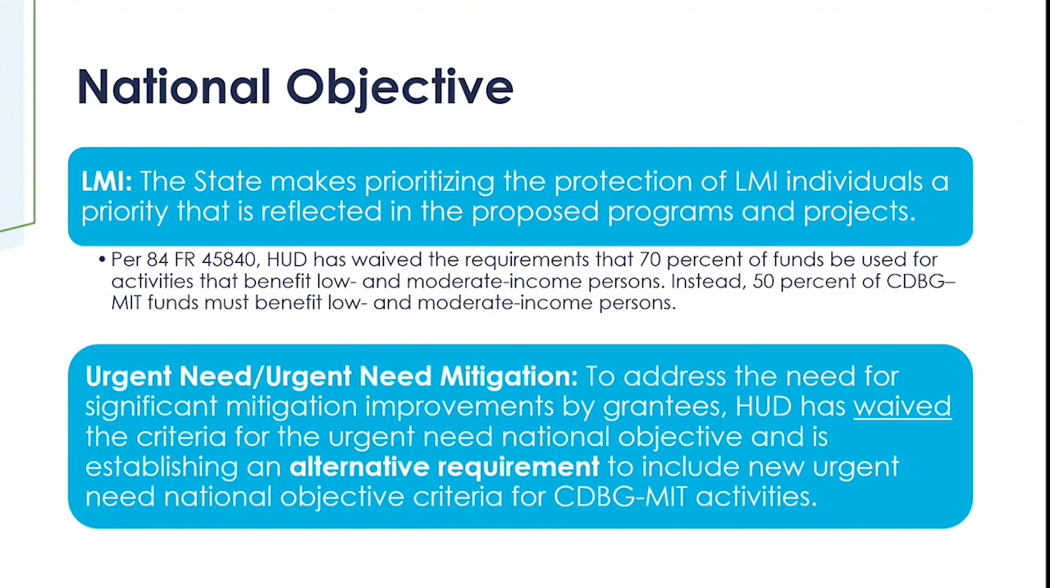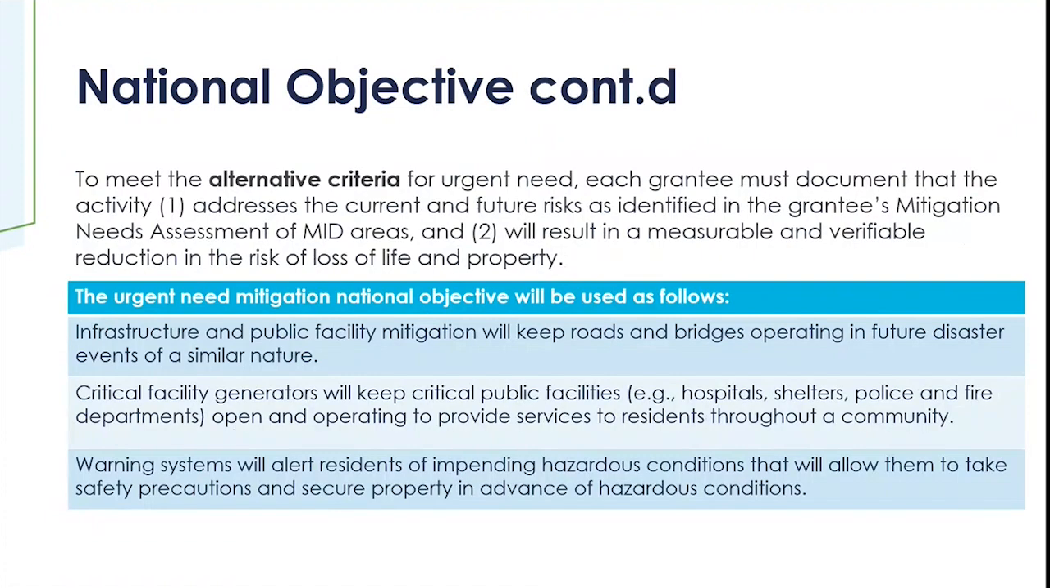The criteria to meet urgent need is waived, and an alternative requirement for urgent need has been established. So it's actually taking the typical definition of how to meet an urgent need national objective and creating a different way to do that. And the alternative requirement is described on the next slide. So if you have a project that's going to use urgent need as its national objective, to meet that alternative criteria, each subrecipient must document that the activity, one, addresses the current and future risks as identified in the state's mitigation needs assessment of those MID areas, and two, that it will result in a measurable and verifiable reduction in the risk of loss of life and property.